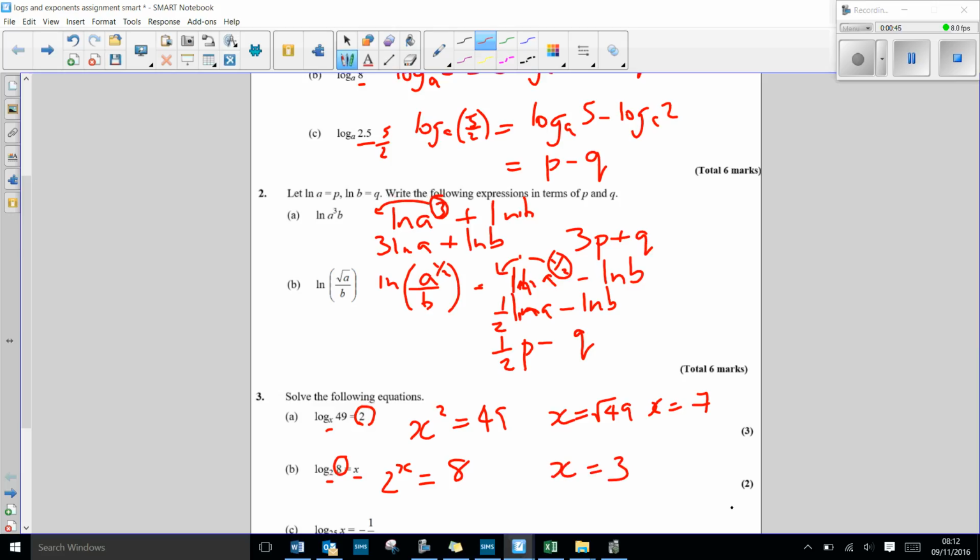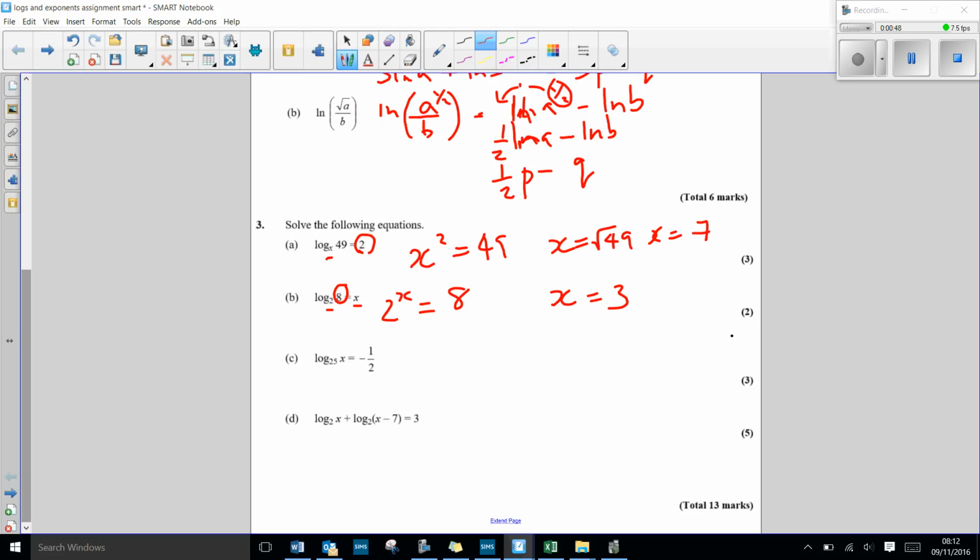25 to the power negative 1/2 equals x. Again, 25 to the negative 1/2. To the power negative half, so that would be 1 over 25 to the half, and we know that to the power half is the same as the square root, so that's 1/5.